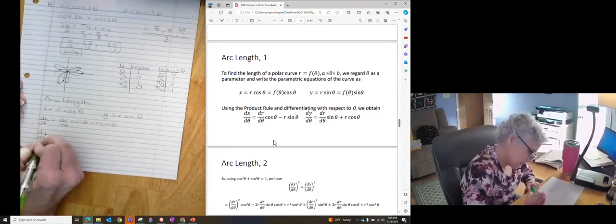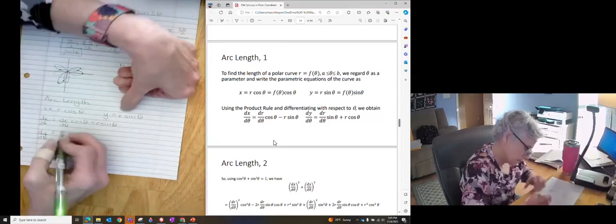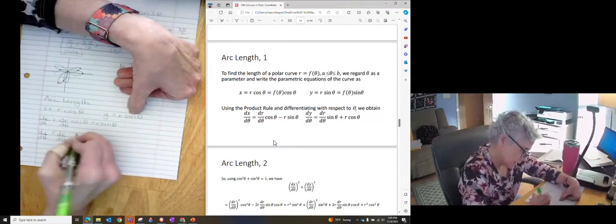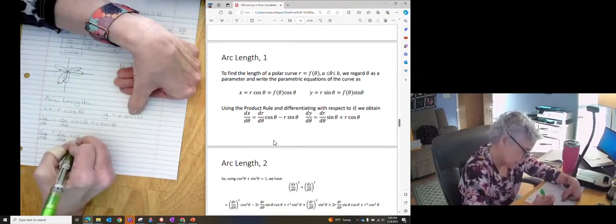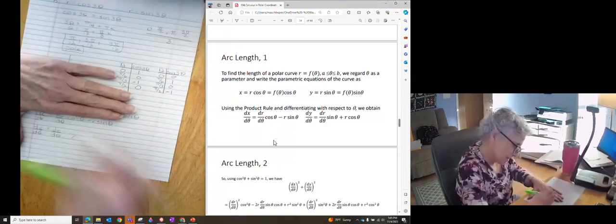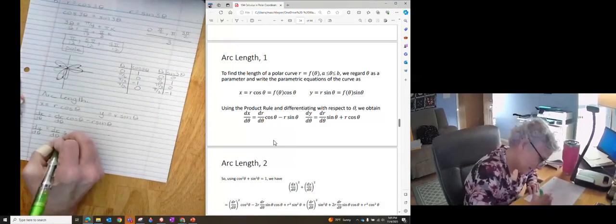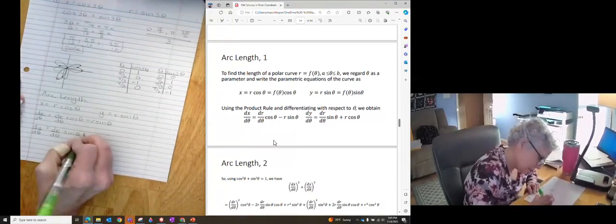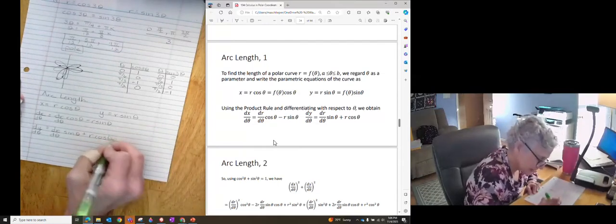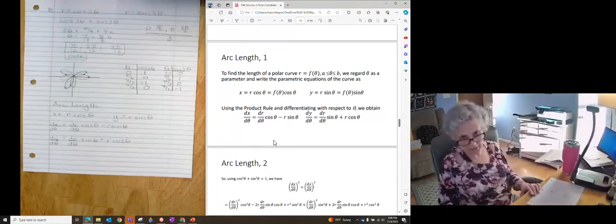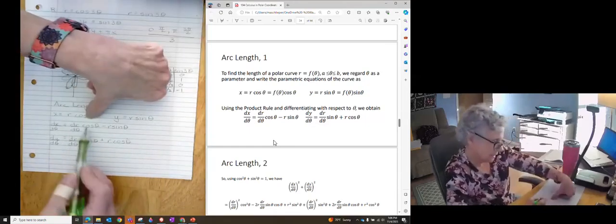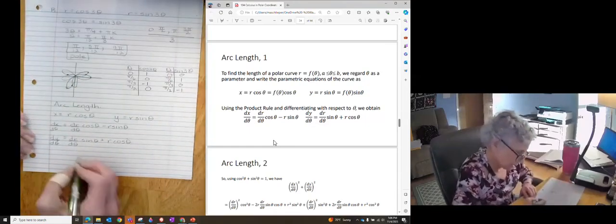Then dy/dθ would be equal to dr/dθ times sine of theta, plus r times the derivative of sine, which is cosine. Okay, so now we have dx/dθ and dy/dθ.